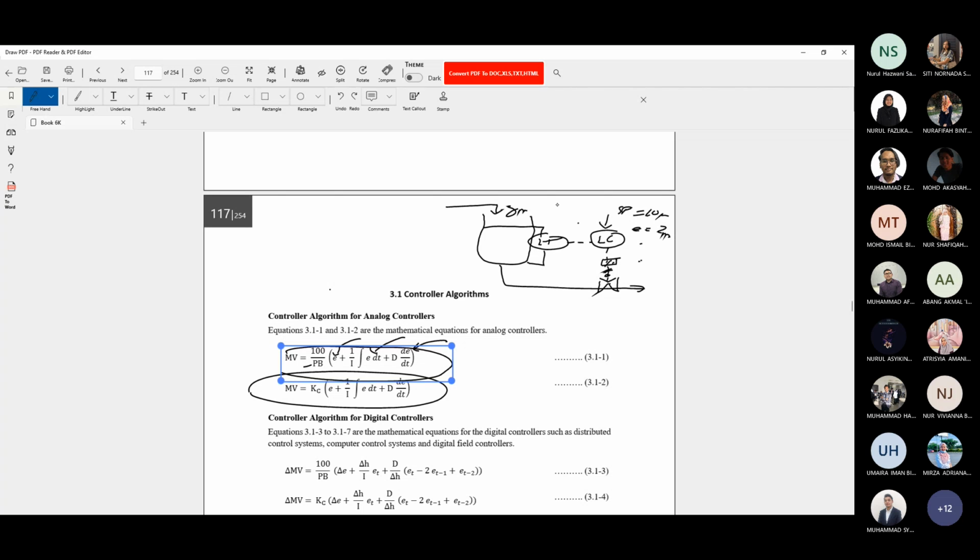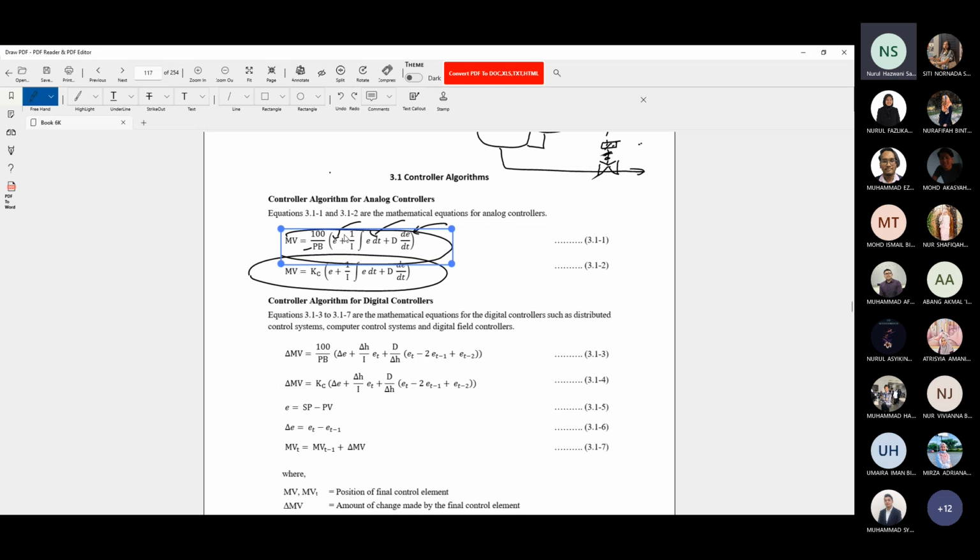Understand? So basically the controller calculates the value of MV so that the controller can send the information to the MV, telling the MV to take an action based on the calculation by the controller. Can you understand?